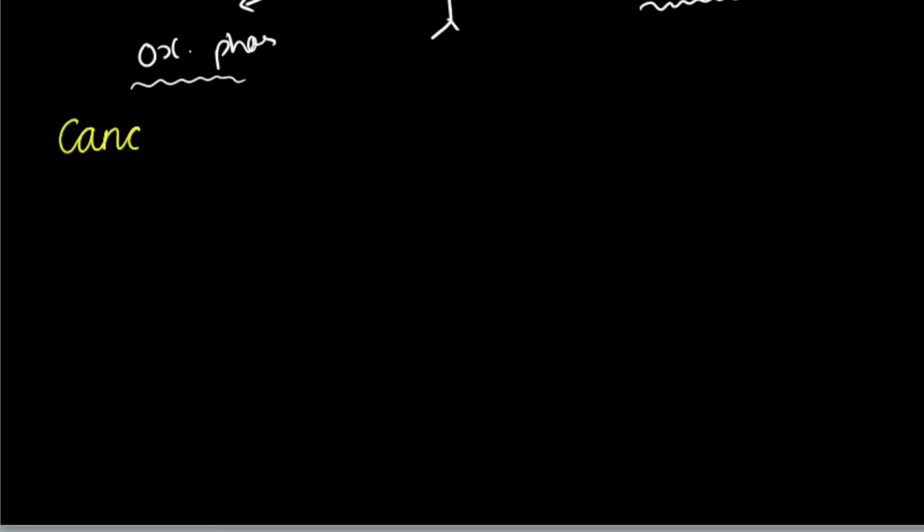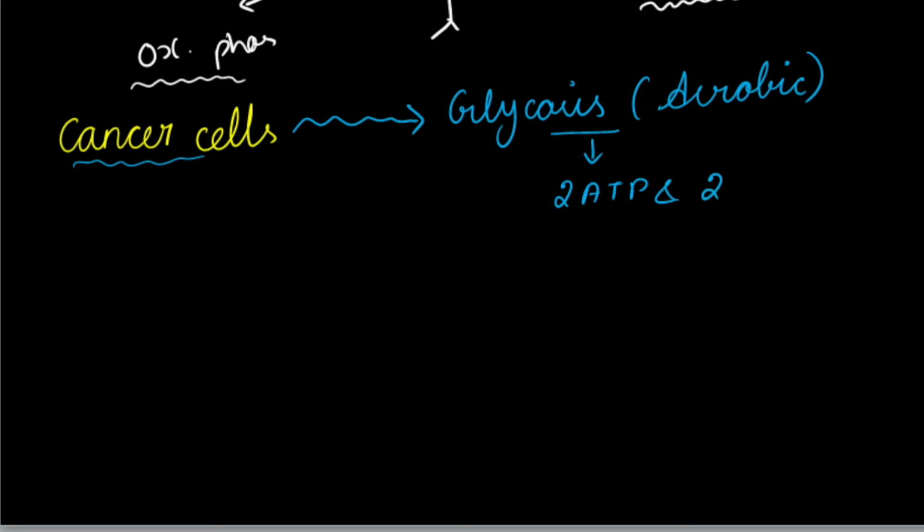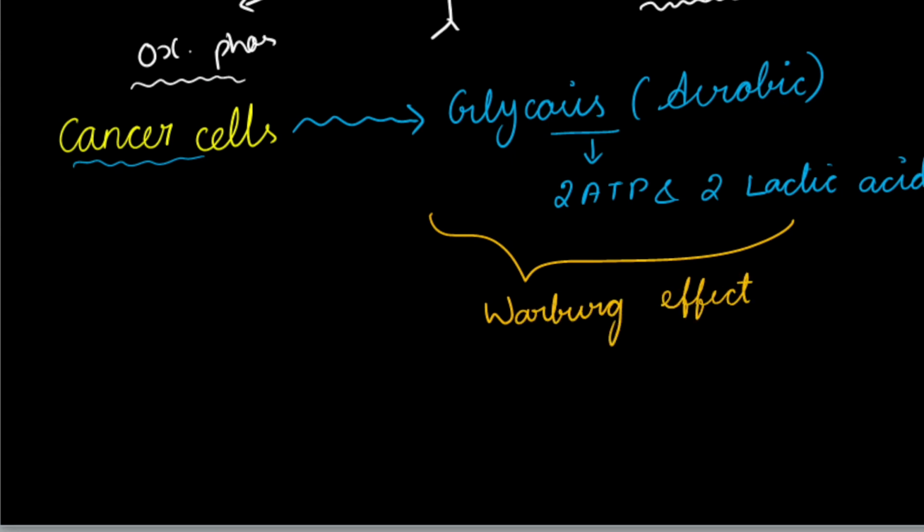So here comes our topic of discussion. It is none other than cancer cells. The most interesting thing about cancer cells is that they choose glycolysis even in the presence of oxygen, like aerobic glycolysis, which is very unique to cancer cells. Just imagine, cancer cells grow a lot, so they require a lot of energy, but because of glycolysis they get only 2 ATP and 2 lactic acid. That was observed by the great scientist Warburg. This effect is called the Warburg effect.